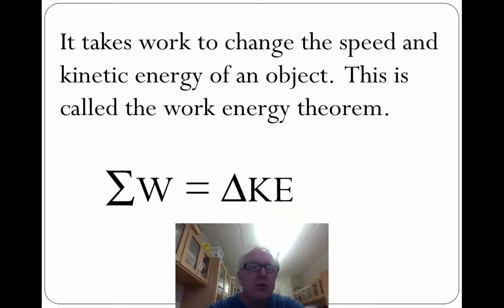Okay, so I have the symbol, the sum of the work. So if more than one thing was working on the object, we could certainly take that into account. And this symbol with the triangle means a change in kinetic energy. So if you add up all the work that's working on the object, that'll be equal to the change in kinetic energy.